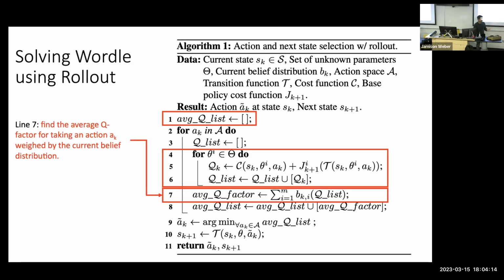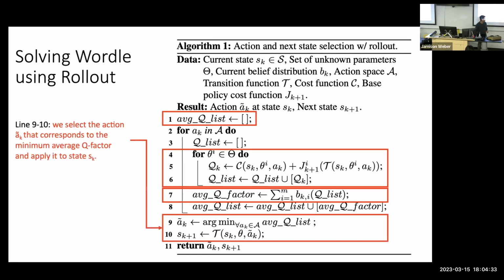I find the average Q factor. Since this is generalizable, I denote it as the product of the posterior distribution with the Q factors. In this case, it would just be a mean, 1 over the number of mystery words that are possible, times the sum of Q factors. And then eventually we choose the one that is minimizing these Q factors and apply it to the transition function to get the next state. So that is how the rollout using the base policy function can be utilized here.